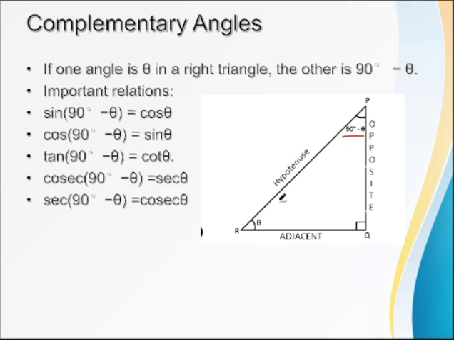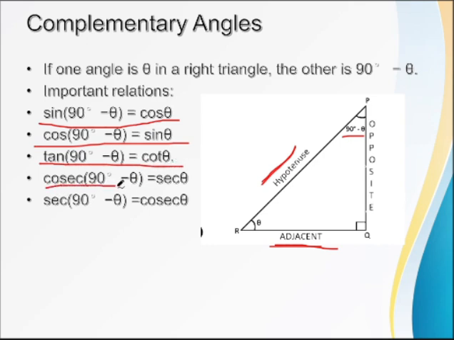Here you have to notice, if we take cos theta, then it will be QR by PR. If we take sin 90 degree minus theta, it will also be QR by PR. So we can say that sin 90 degree minus theta is equal to cos theta. Similarly, cos 90 degree minus theta will be equal to sin theta, tan 90 degree minus theta equals cot theta, cosec 90 degree minus theta equals sec theta, sec 90 degree minus theta is equal to cosec theta.